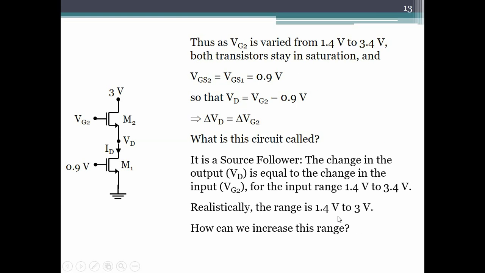So 1.4 of course was determined by M1, and it was determined by the fact that VD was 0.5 and then this is 0.9. So this 1.4 has two parts, the VGS plus this VD, 0.5 plus 0.9. And of course VD is a function of VGS itself, which is 0.9. So if we want to reduce this 1.4, we have to reduce this 0.9 also, because this is 0.9 plus 0.5 and that 0.9 is the same as this 0.9. So if we reduce this 0.9, then we can get a higher range.